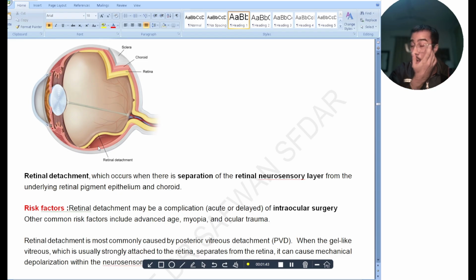Let's discuss the onset of what is going to happen. During the initial detachment, depolarization of the retinal neurosensory layer is perceived by the person as photopsia, flashing lights. After that, temporal fields get defective, so peripheral vision gets affected. And since it is associated with posterior vitreous detachment, debris present in the vitreous humor is also perceived as webs or floaters.